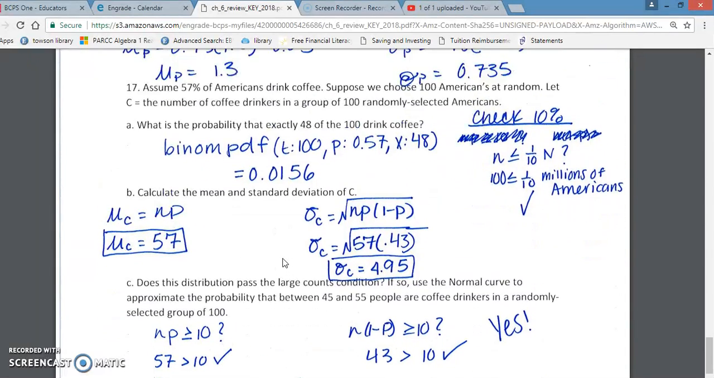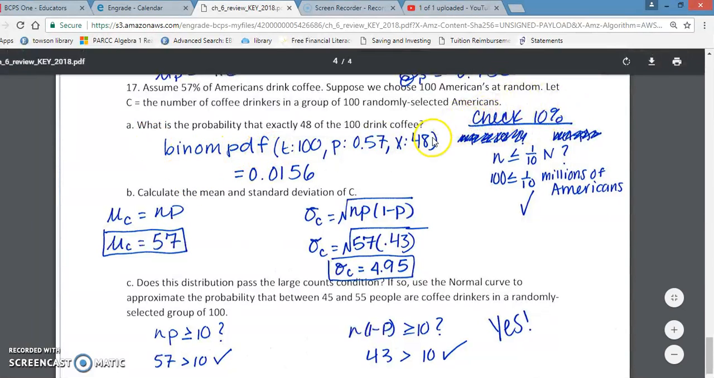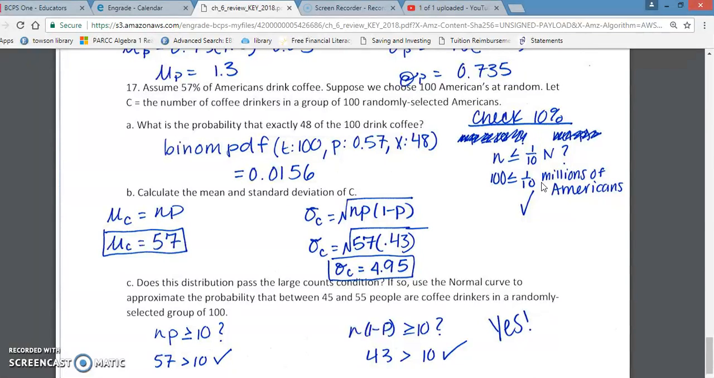So 17 starts off binomial, which means we have to check the 10% condition. A lot of the times I told you we're going to have this very obscure population, and you can just write millions of Americans. Just having this is totally fine. Some people like to multiply by 10, solve it out, but this is accepted on the AP exam.